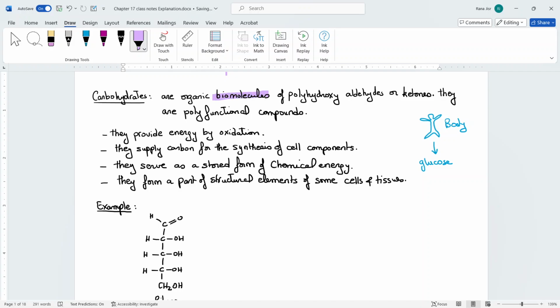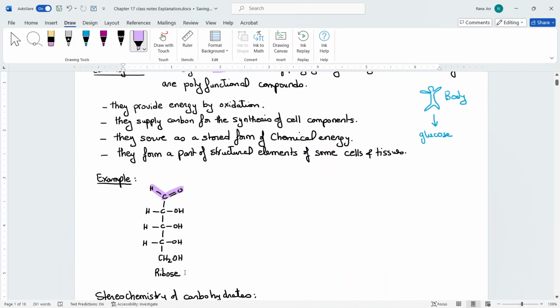These are biomacromolecules, big molecules made up of polyhydroxy aldehydes or ketones, because they do have those functional groups. They have an aldehyde or a ketone functional group, so they are known to be polyfunctional compounds. This is a simple sugar. Its name is ribose, and I'm going to highlight its functional groups. It has 1, 2, 3, and 4 hydroxy functional groups, and it has an aldehyde functional group as well.